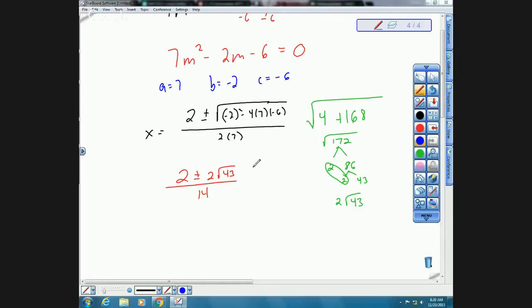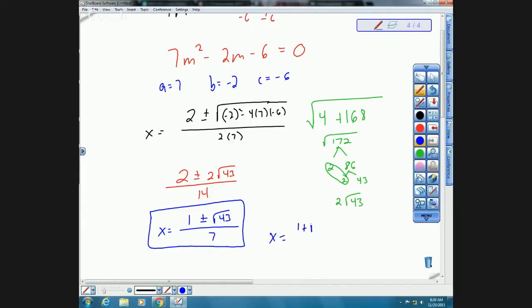So now I can divide all those by 2, right? So it becomes 1 plus or minus the square root of 43 over 7. In my math lab, you're going to have to put 1 plus square root of 43 over 7, 1 minus the square root of 43 over 7, because it does not have a plus or minus square. No idea why it doesn't have a plus or minus square.